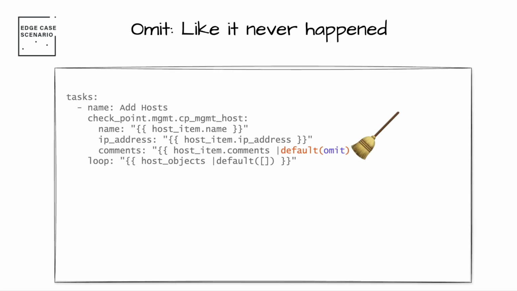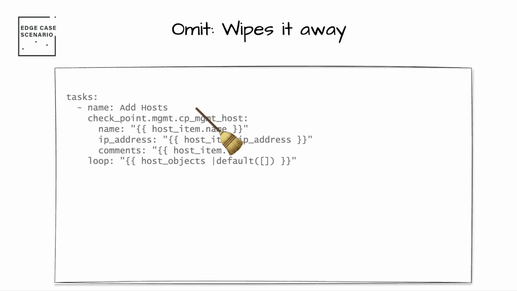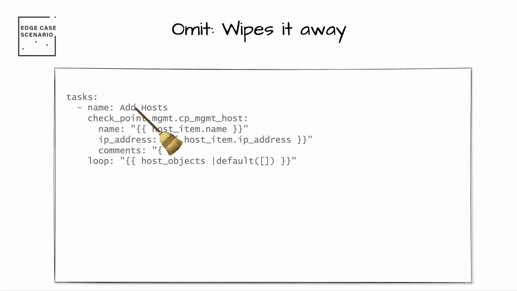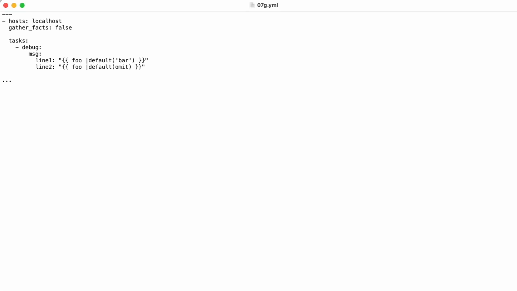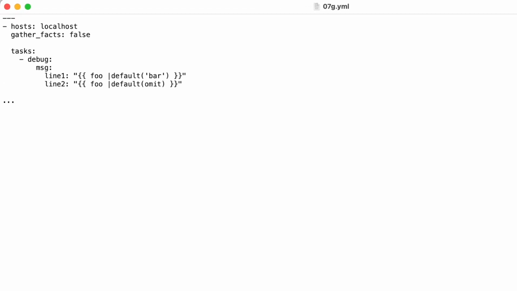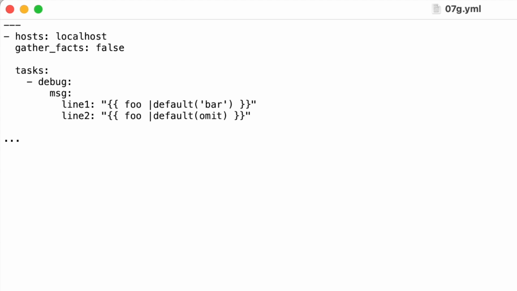Omit does not return a null value like you might think. Instead, omit is like an eraser. It is a special value that feeds back to the module parameter and removes that entire parameter when the module is invoked. Here's a short test playbook with the debug module showing omit in action.